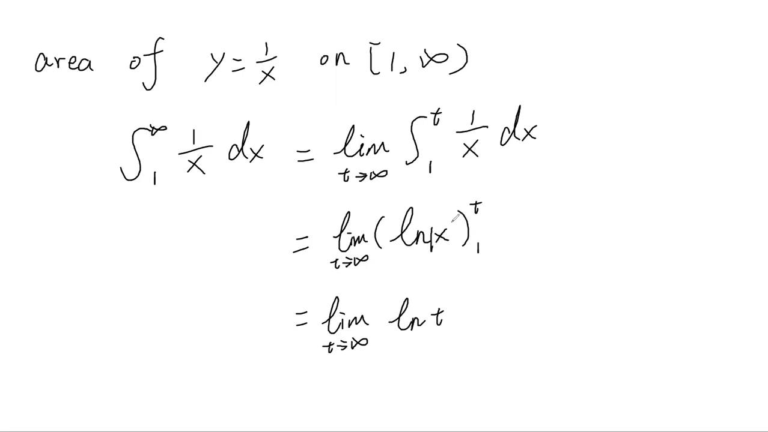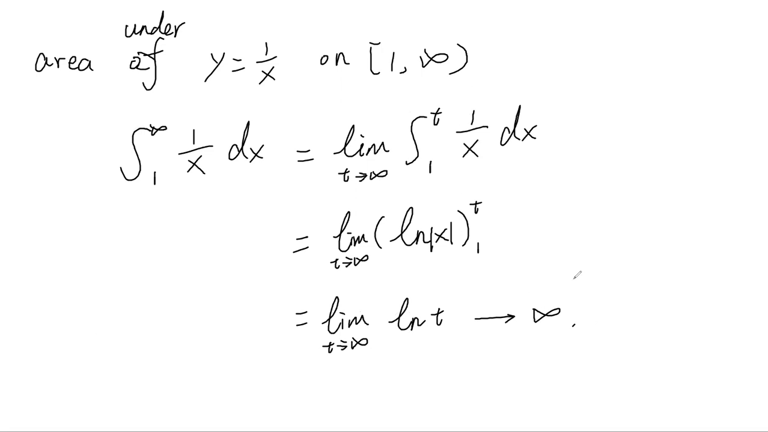Well, I should put absolute value here, but it doesn't really matter because they're all positive numbers. And then if you plug in both endpoints, you get the limit of natural log of t as t approaches infinity, and this goes to infinity. This is the area under the curve on the interval 1 to infinity.